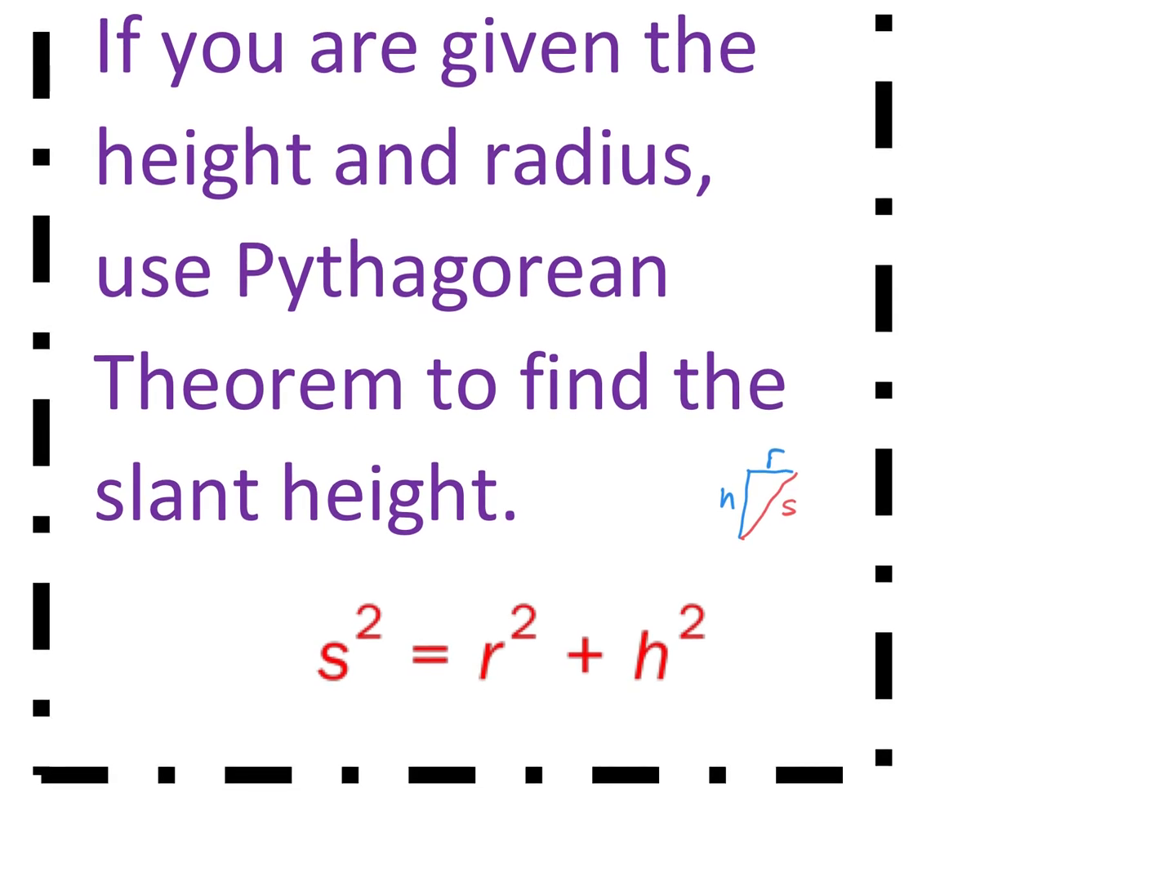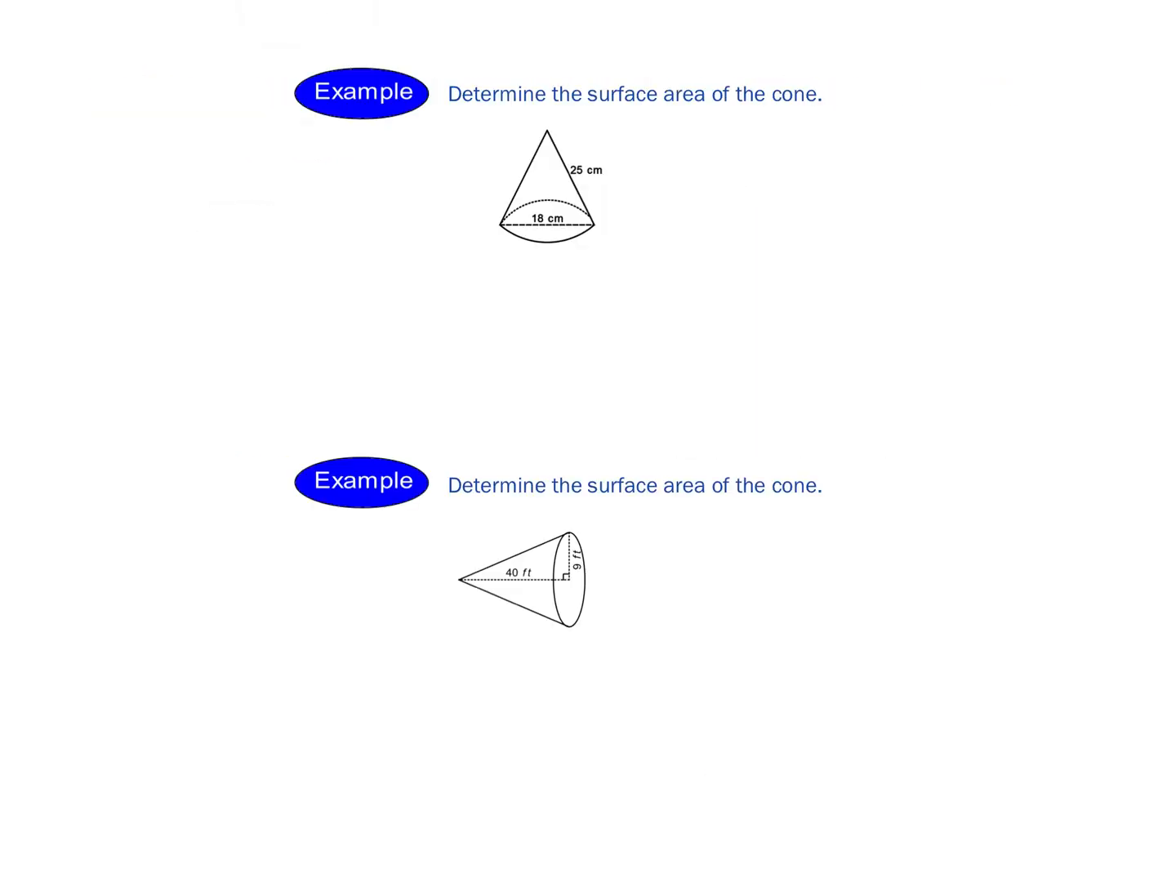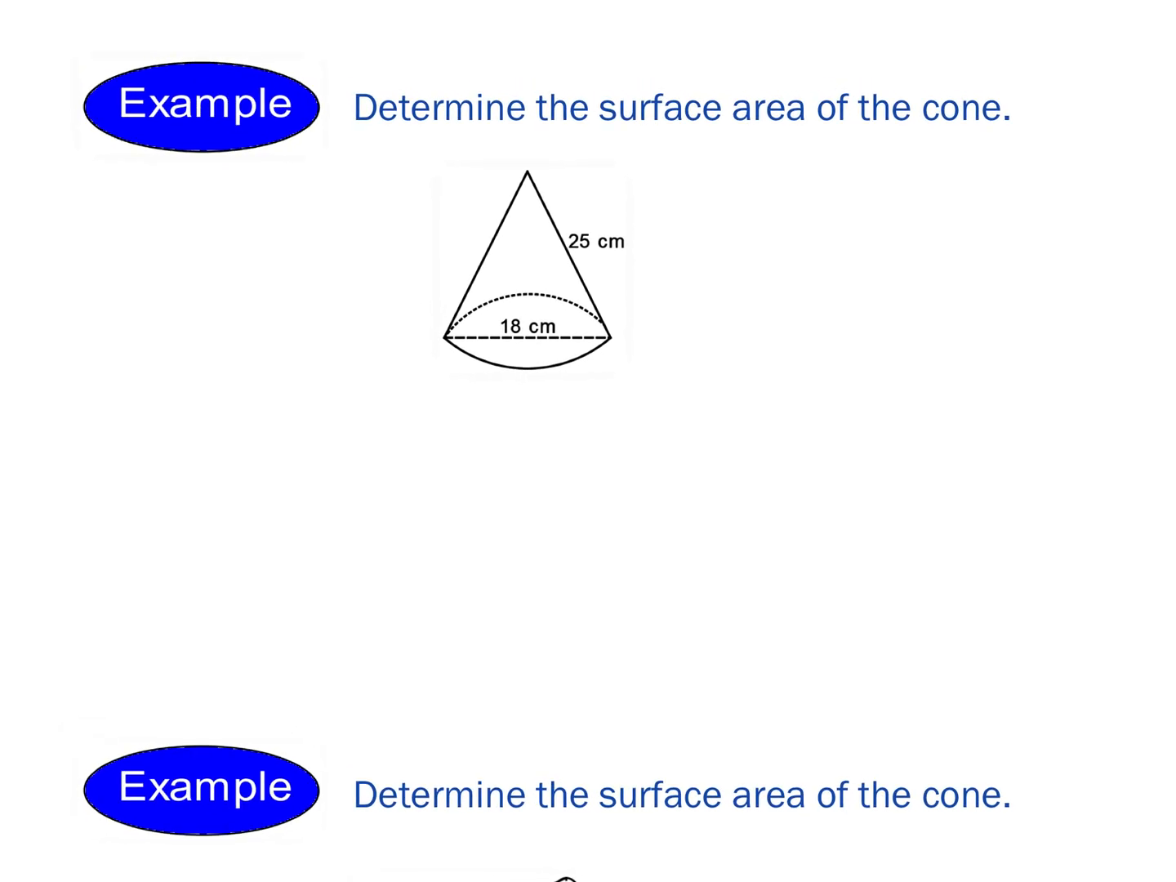And the Pythagorean theorem is something that you probably saw before high school. And if not, then you probably saw it in grade 9. In this case, it'll be s squared equals r squared plus h squared. Okay? s squared equals r squared plus h squared. All right. Let's try a couple questions where we have to find the surface area of the cone.